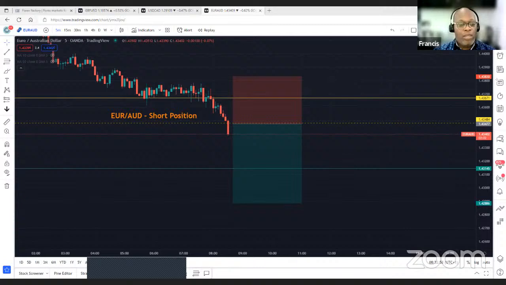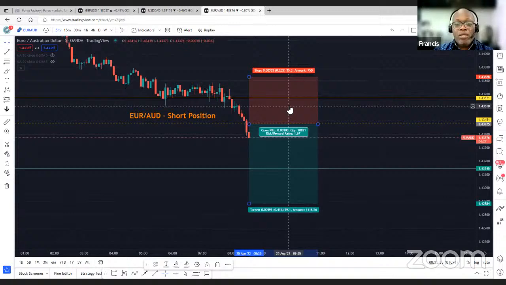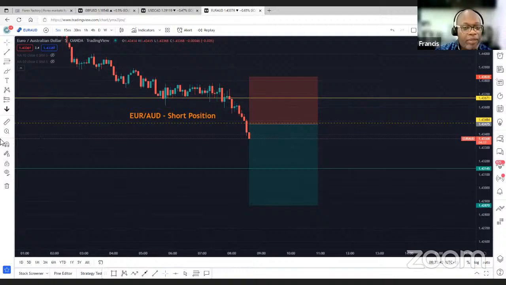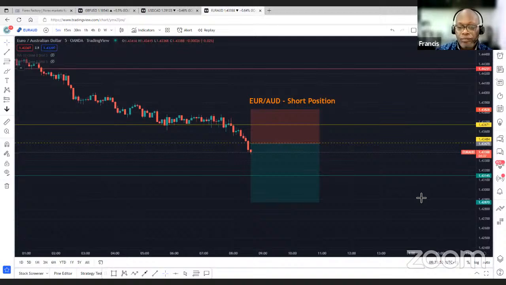Okay, so it's moving well for us. It's moving nicely for us. It's at least the 1 to 1.5 risk to reward that we're doing on this one.